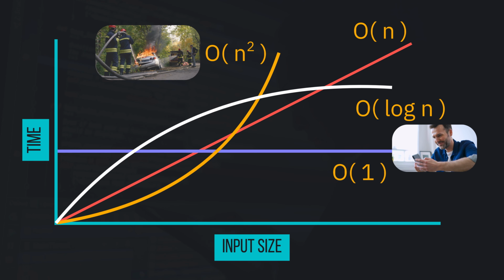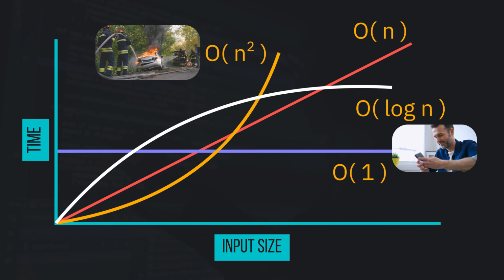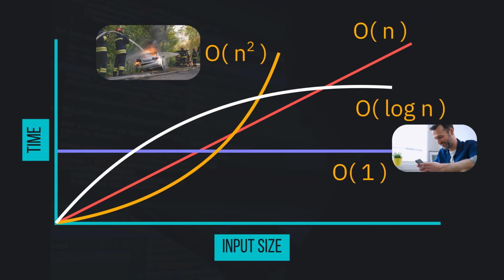When you are dealing with billions of users and petabytes of data, the difference between big O of n and big O of n squared is literally the difference between a service that works and one that crashes.